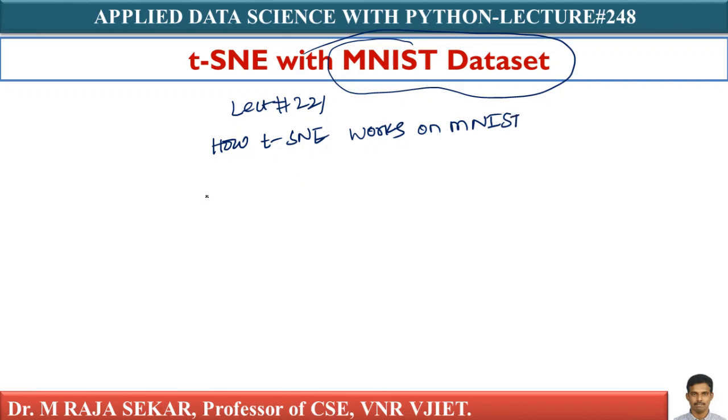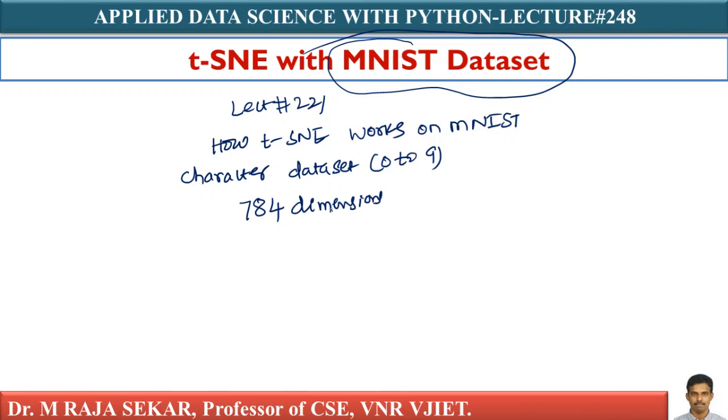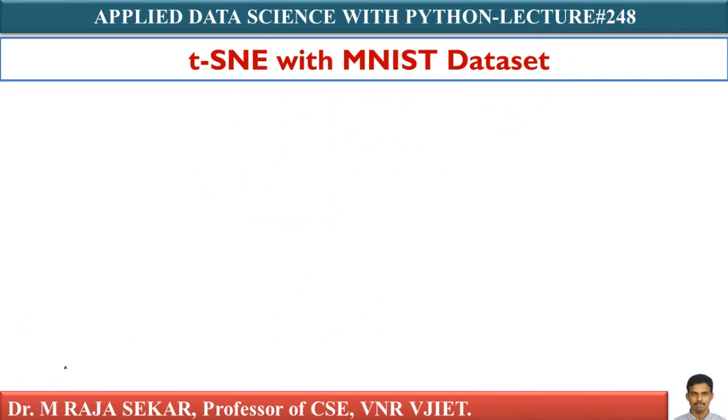If you recall, MNIST is a character data set. You can find digits from 0 to 9, isn't it? Each character has 784 dimensions, and we are trying to project this 784 dimensional data into 2 dimensions. That's what we did, isn't it? From 784 dimensions to 2 dimensional data. Anyway, we will see that character data set once.